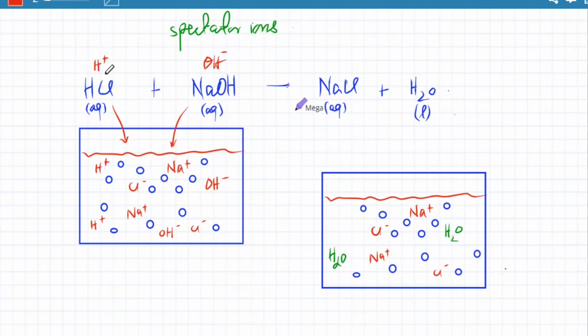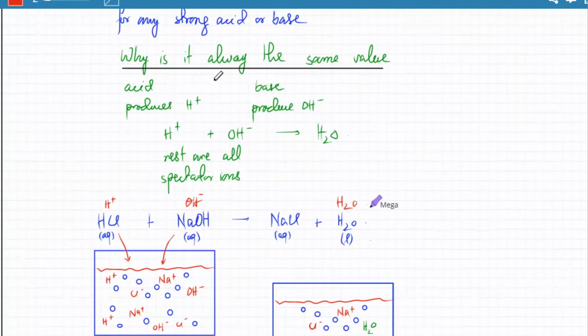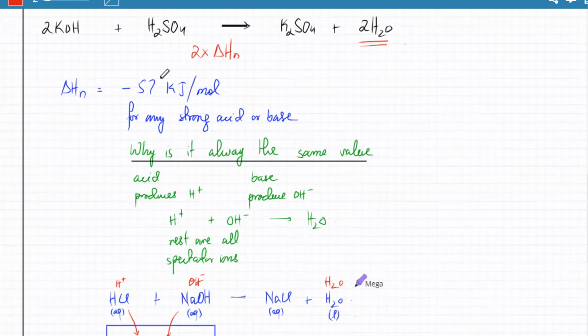So you get H+1 from one of them and OH- ions from the other one, and the two combine to form H2O. The Na+1 is not doing anything. That's a spectator ion. The Cl-1 is not doing anything. That's a spectator ion. So instead of NaOH, if it had been KOH, if it had been any other positive ion, the reaction would have been exactly the same, and exactly the same number of bonds would have been formed, which is why the enthalpy change is always going to have the same value.